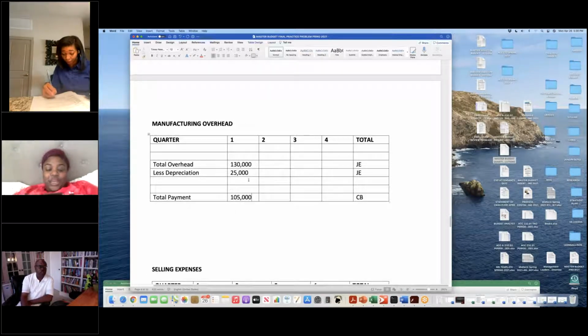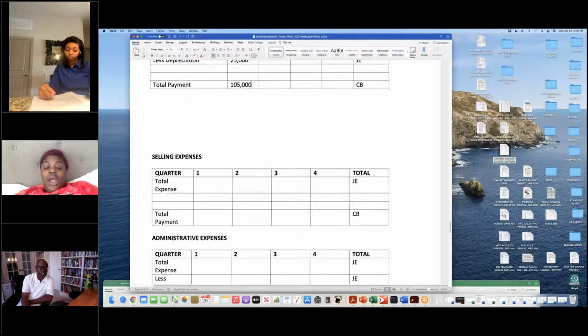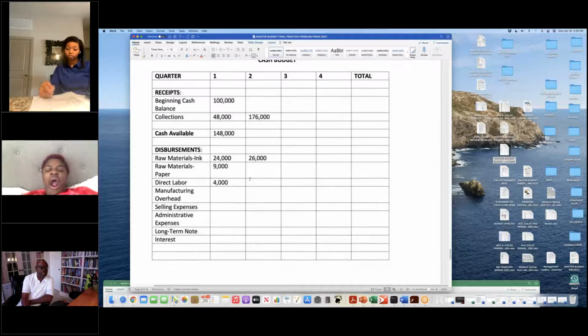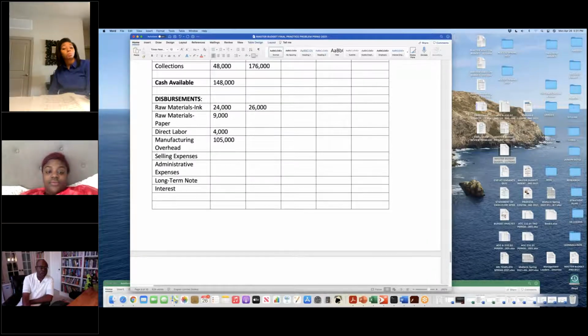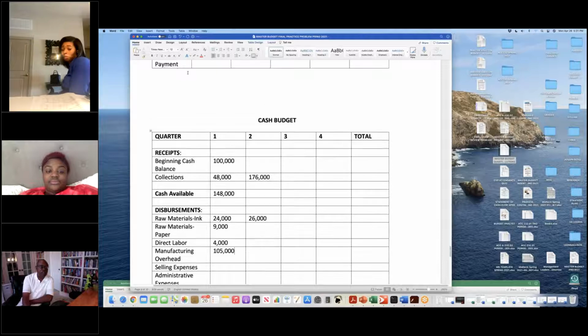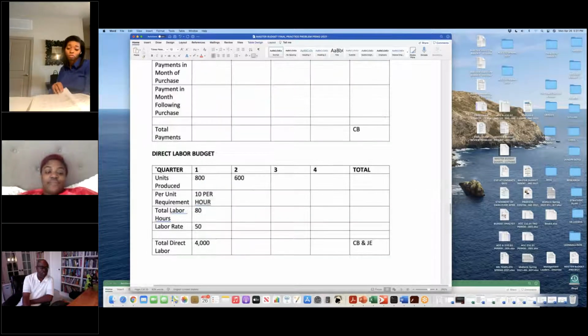So even though our total overhead is 130, we don't have to pay on the depreciation. So we don't have to worry about borrowing for that. So we're going to put the 105 right here. It's going to be 105 across all four quarters. Yeah, but we're just doing the first quarter. But it would be 105 all the way across.